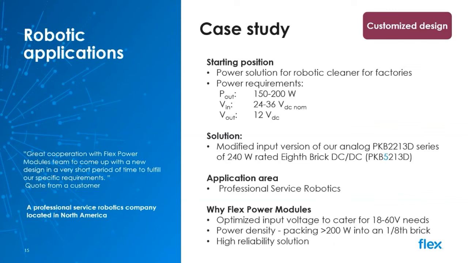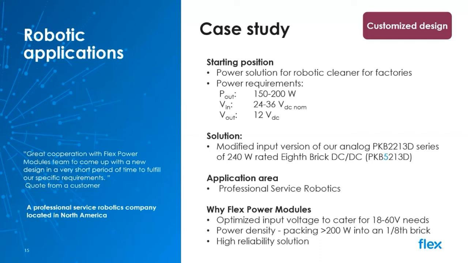Because it's a 24 volt battery and a 36 volt battery. There are two different versions of this, but they wanted one single DC-DC converter. The requirement was for in the range of 150 to 200 watts and a 12 volt output. As we mentioned earlier, the intermediate bus in this case was to be a 12 volt bus voltage.